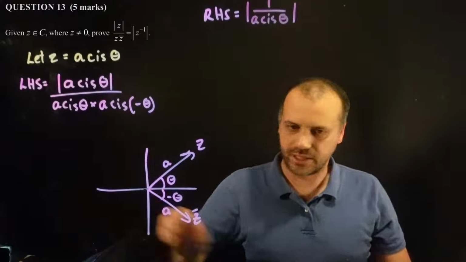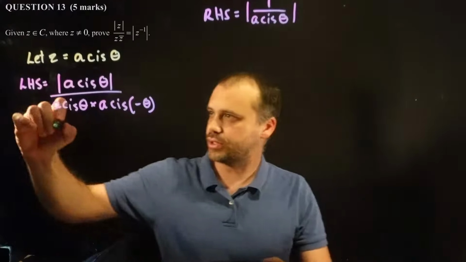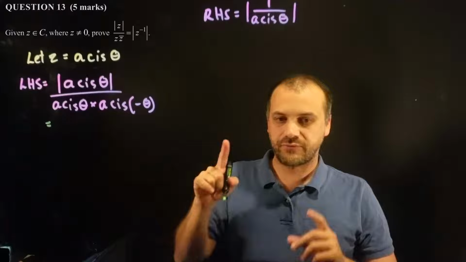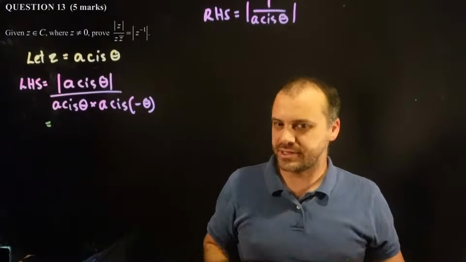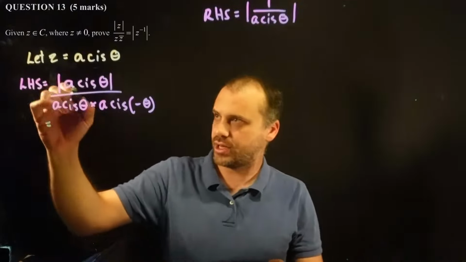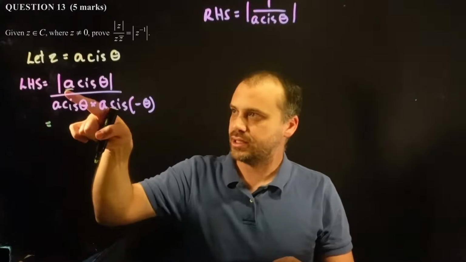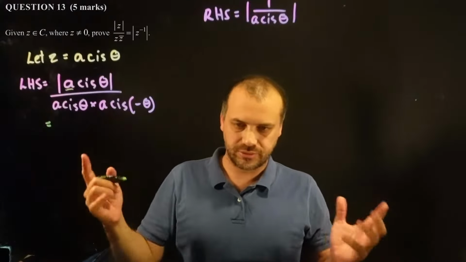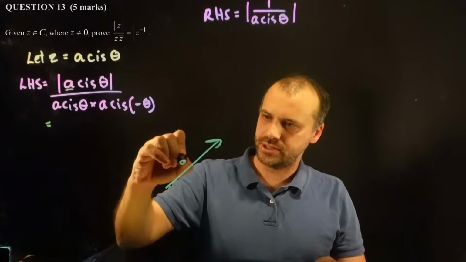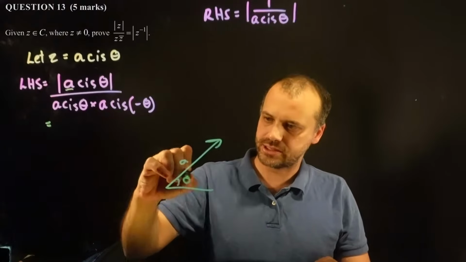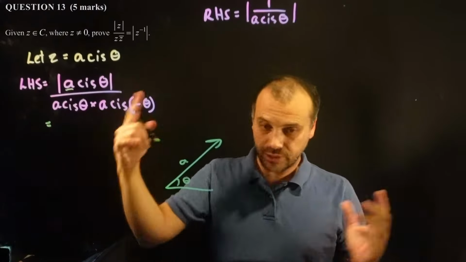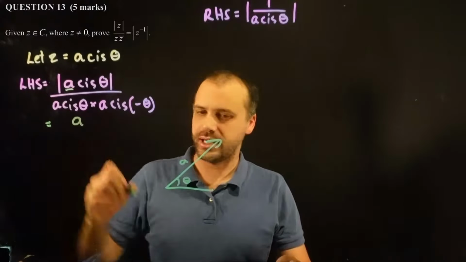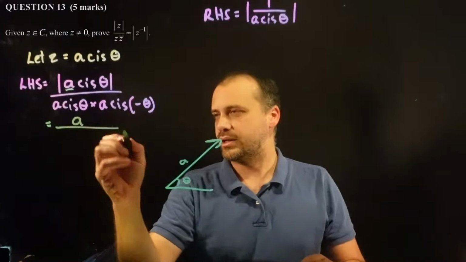We'll keep working down our left-hand side. So let's look at this. The top says, find the magnitude of a cis theta. It's staring straight at me. The magnitude of a cis theta is that thing right there. It's a, right? Because we drew it before. This is a, and the angle, that's theta. That's literally what it is. A, job done.